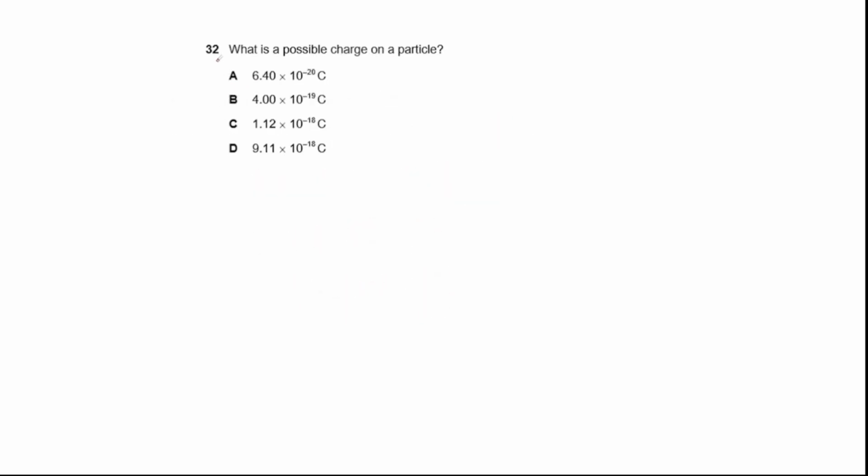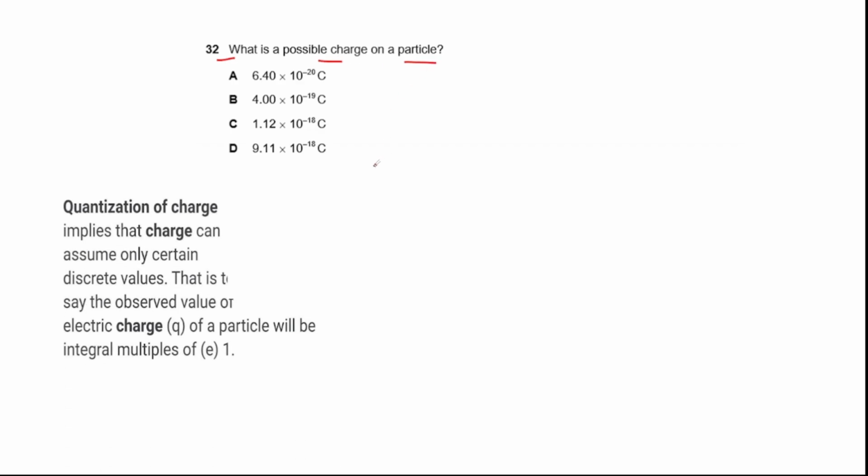Question number 32. What is a possible charge on a particle? So this is about the quantization of charges. It means that charge can assume only certain discrete values, and that is to say the observed value of the electric charge of a particle will be an integral multiple of e. So the total charge is always going to be ne, where e is the charge of an electron.